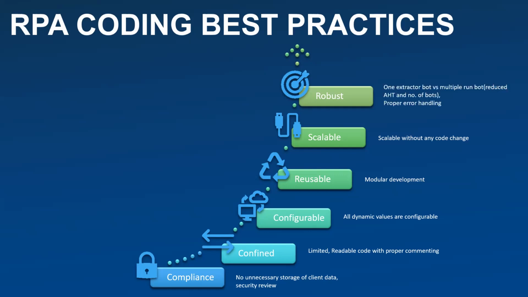Last one is that your code should be robust. Take the scenario I talked about, one extractor bot versus multiple runner bots. It certainly decreased the AHT because there was no requirement of running multiple extractor bots. It was a single extractor bot extracting the file and dividing it into 3 parts, and all the runner bots were consuming it. The other one is the queue management system. If you use these things, you're making your bot robust. You are avoiding duplicacies of bot run or process execution.